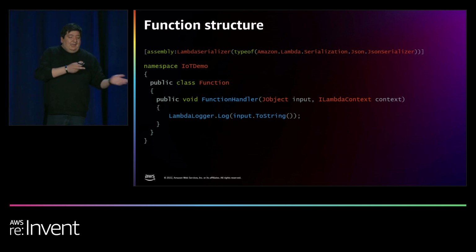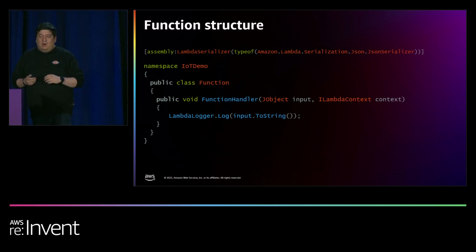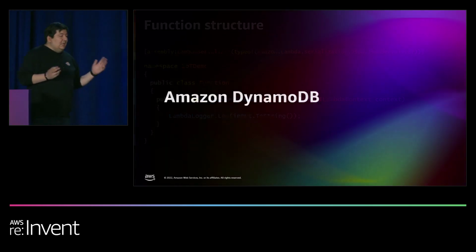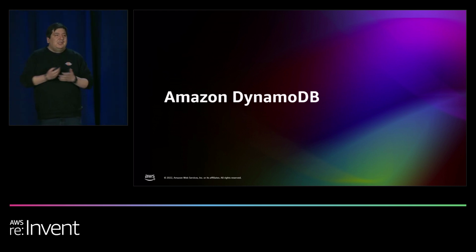Okay? And then we have the context. And the context, we use it to make some operations through Lambda by, for example, logging or having some HTTP responses. Then, once we have the function, we also need somewhere to store the data. So we are using DynamoDB.